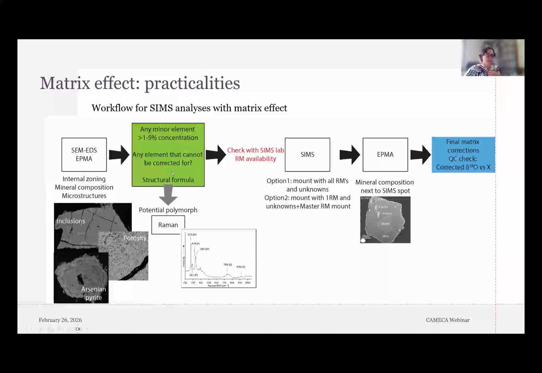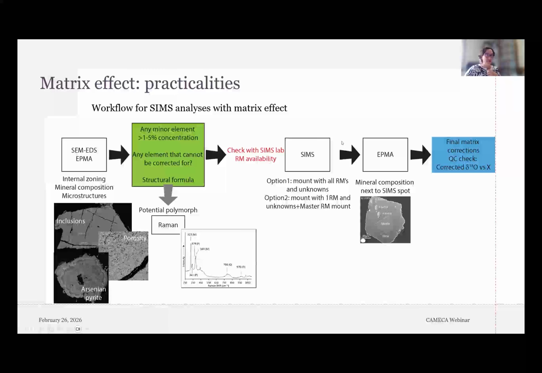And we also can get the structural formula of the mineral we are interested in. In the case of polymorphs, potential minerals with the same chemistry but not the same crystallography, Raman is another technique that is useful for that. So, of course, the next step is really to discuss with the SIMS lab where we want to do the analysis to check the reference material availability.